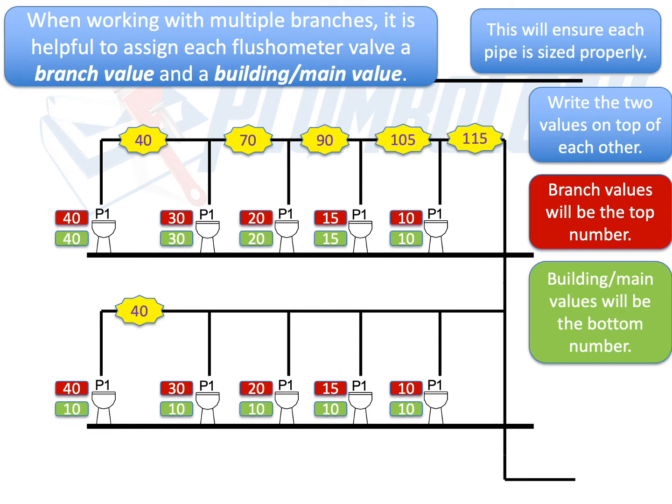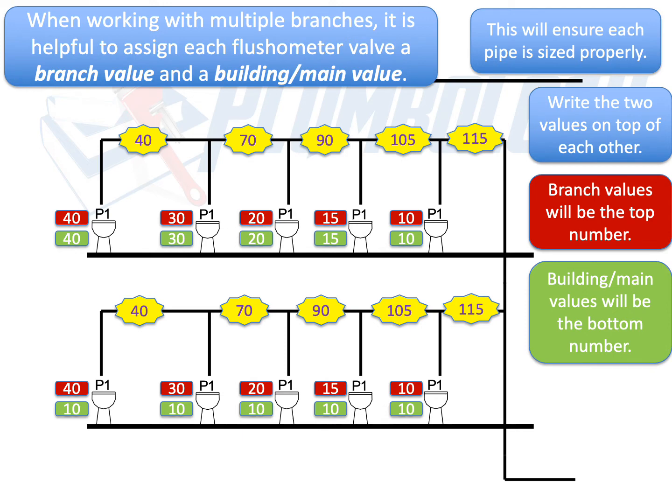We work back to the right. We pick up another flush valve. We've labeled it a 30 for the branch value. 40 plus 30 is 70. The next one we've labeled 20, so 70 plus 20 equals 90. The next one is a 15, so 90 plus 15, 105. And the last one on the first floor, we've labeled it 10, 105 plus 10 equals 115.